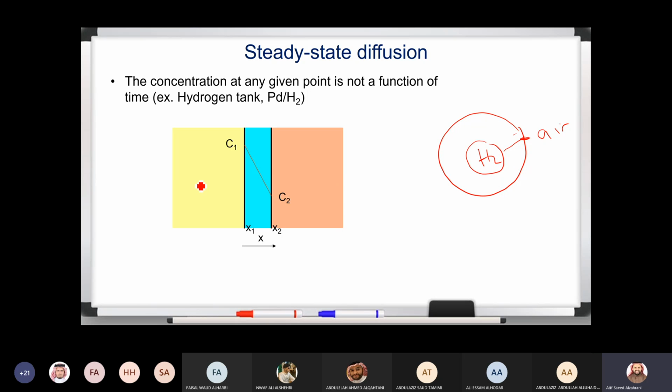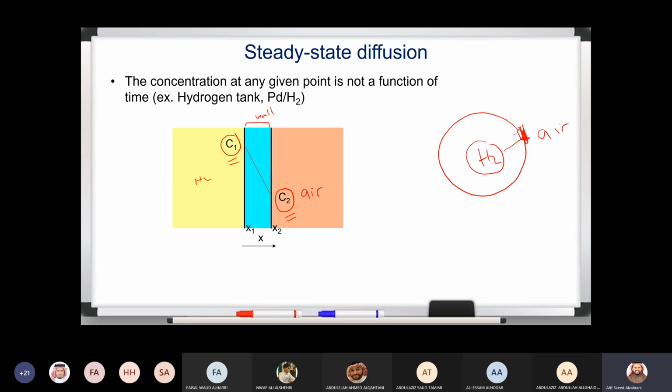So we can assume this is hydrogen here, and this is the wall, the thickness of the wall, and this is, let's say, air. So the concentration of hydrogen inside is high, but the concentration outside is low. This is a classical example of steady state diffusion, where the concentration here and the concentration here is not a function of time. It does not change. If you look after 10 minutes, the concentration is the same.